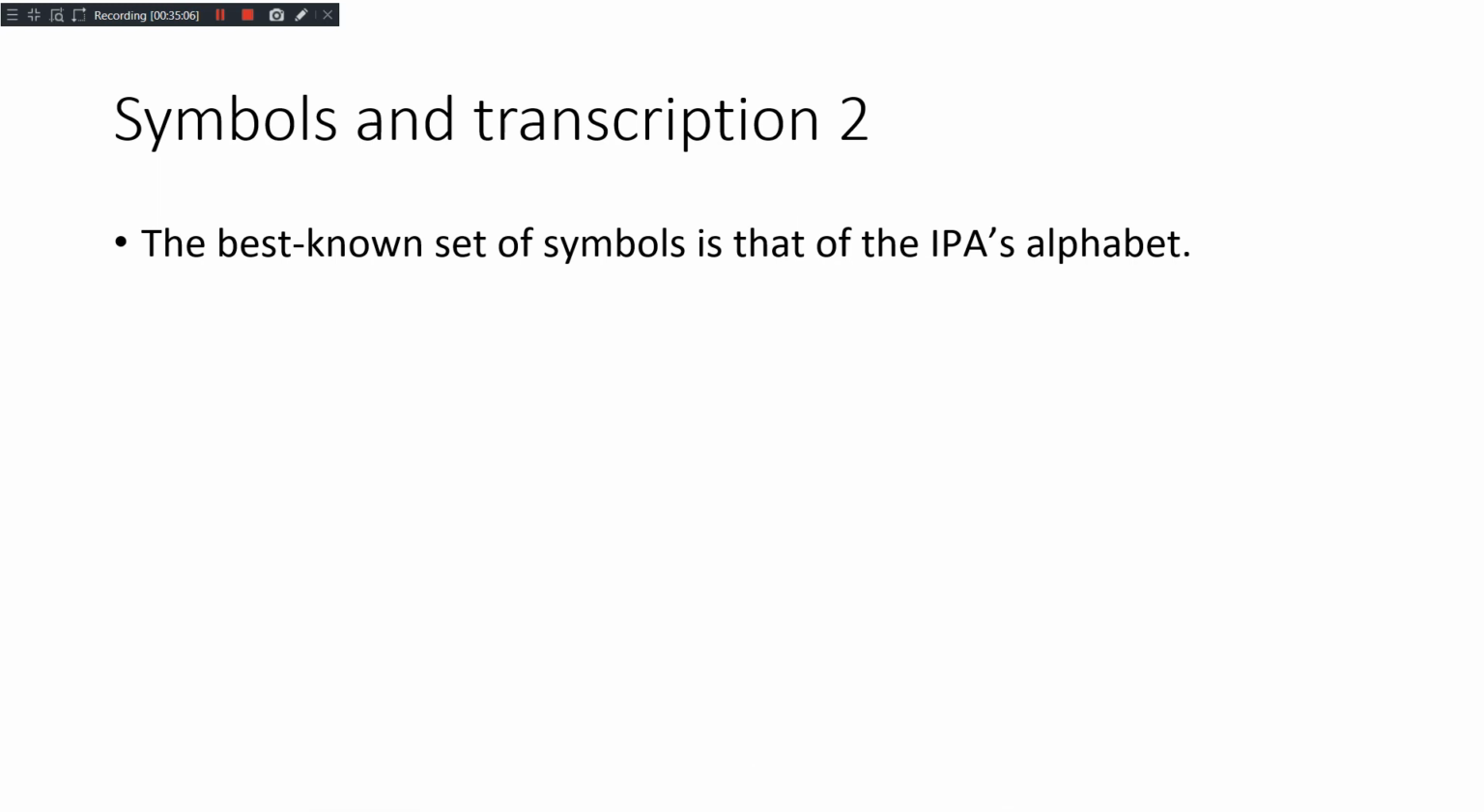The best known set of symbols used in transcription is that of the IPA alphabet. The IPA stands for the International Phonetic Association, and sometimes it stands for the International Phonetic Alphabet.